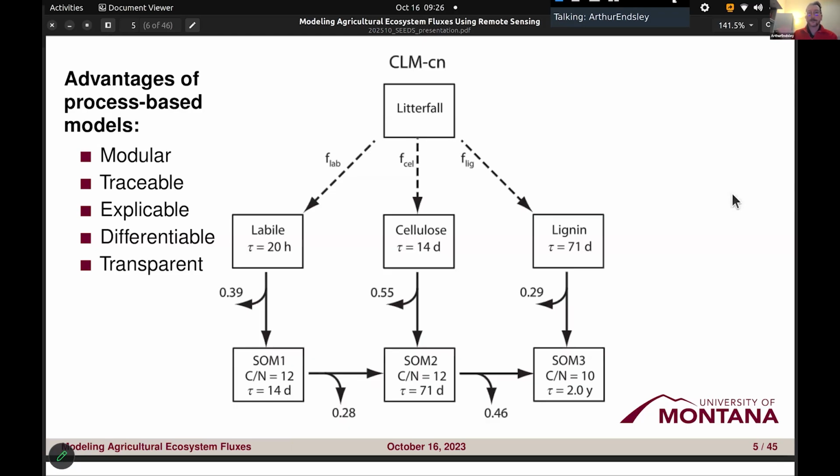This model is also explicable. It's hopefully easy to explain. I really like this graphical depiction of it. I think it makes it pretty easy to understand.